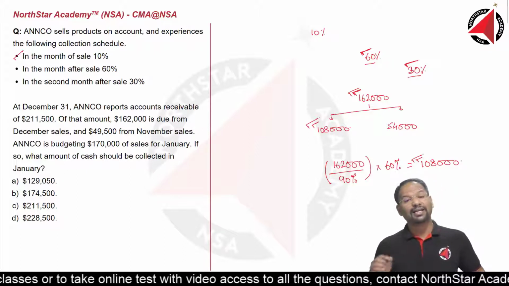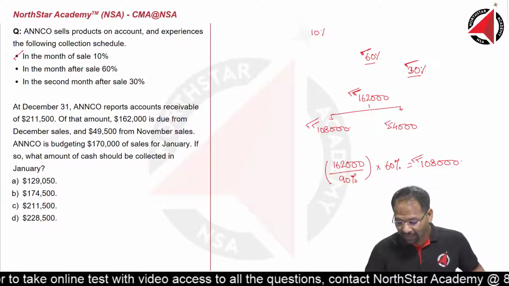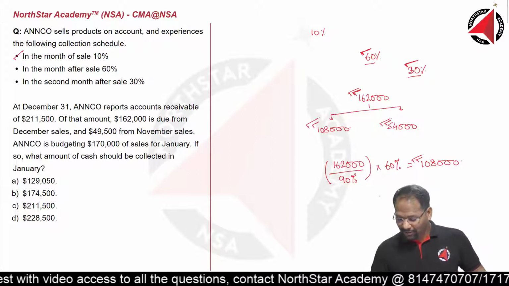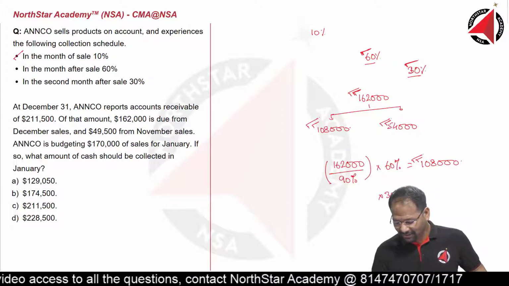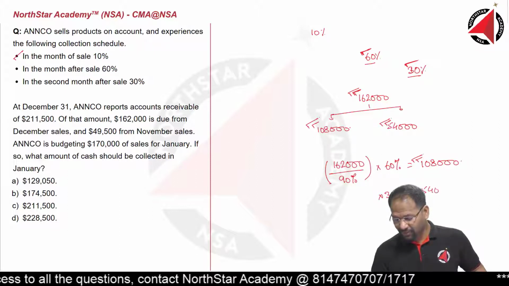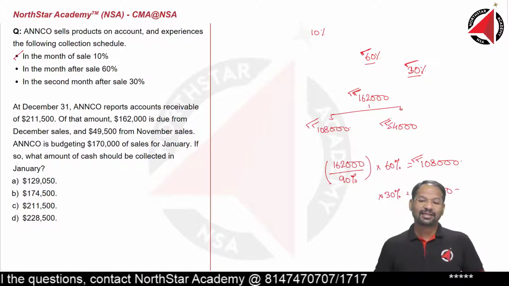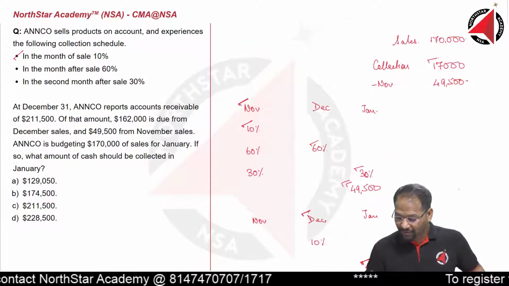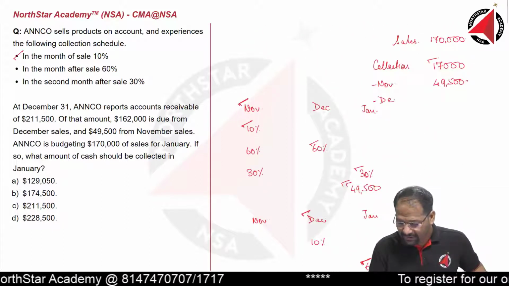How much shall be collected in the month of February? This balance 54,000. Or you can do multiplied by 30%. This balance 54,000 shall be collected in the month of February. Let's take this 108,000 on top from December sales.